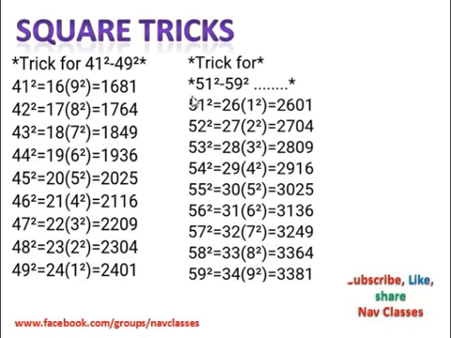Okay, for 51 to 59 square, there is a trick. For 51 you will write in increasing order 26, 27, and then you will write 1, 2, 3 in increasing order. Then definitely you will get the squares of these. And these tricks were sent by my friend, so I thought it's good to share with you, nice tricks.